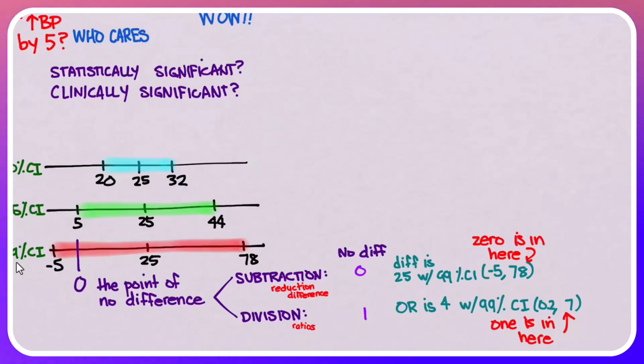So again, let me stress that point. When you're looking at confidence intervals, think about what is the point of no difference. If it's a subtraction type problem, the point of no difference is 0. If it's a division type problem, the point of no difference is 1. And we can recognize a division type problem because it'll usually have the word ratio in it. And we'll recognize the subtraction type problem because it'll usually have words like reduction or difference in it. And if the confidence interval includes this point of no difference, 0 for subtraction type problems and 1 for division type problems, then you don't have statistical significance.